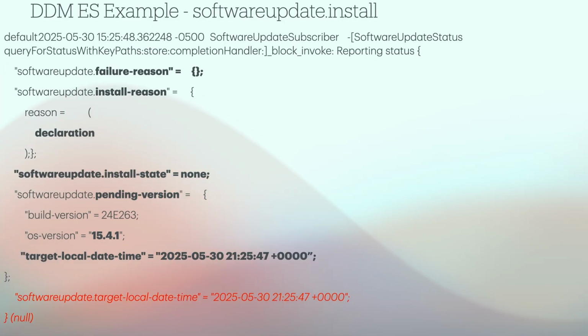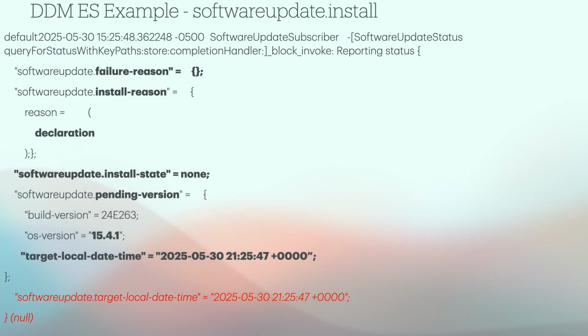So the next thing that takes place then is if we go back to that update status, we'll see that there's no failure reason because it hasn't failed doing anything yet. The install reason is marked as declaration. The install state is none right now because it hasn't actually started doing the install. And the pending version is the 15.4.1 with the declaration that I have there.